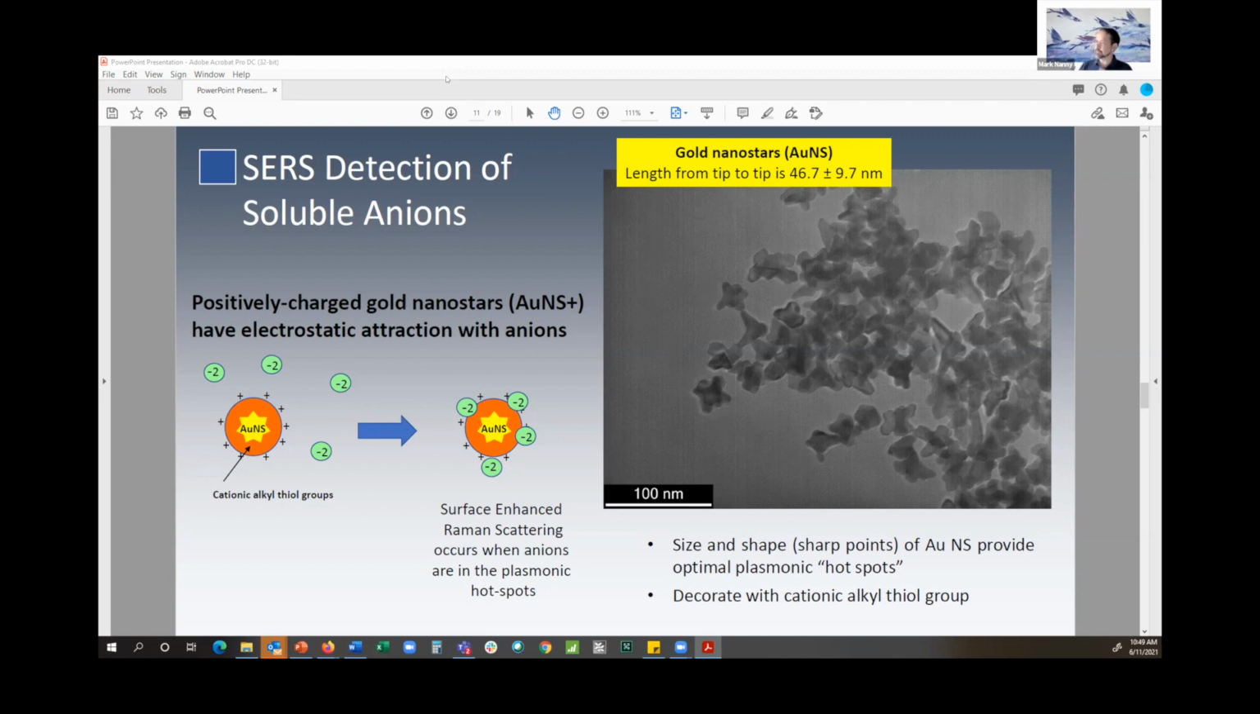And we've demonstrated this using surface charge measurements. We can see the gold nanostar with a negative surface; add the thiol, we get a cationic surface. Then we mix that positively charged nanoparticle with our anions of interest, and they interact electrostatically, and now we can get surface enhanced Raman scattering.